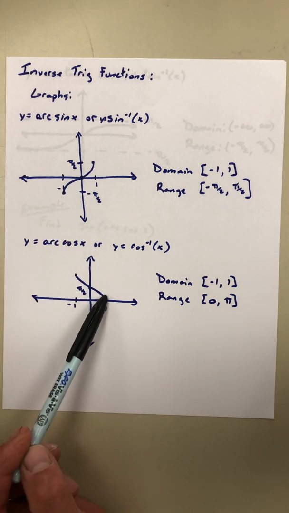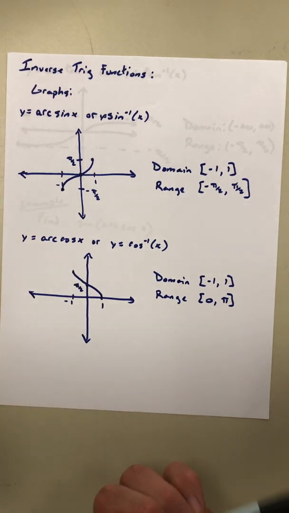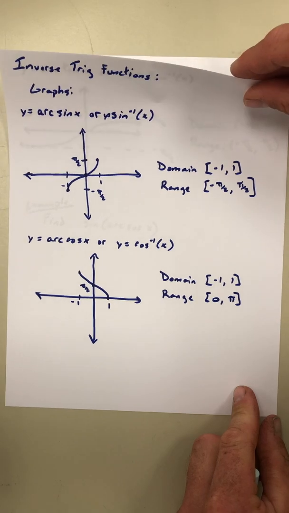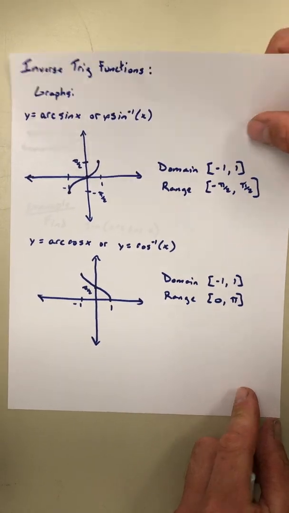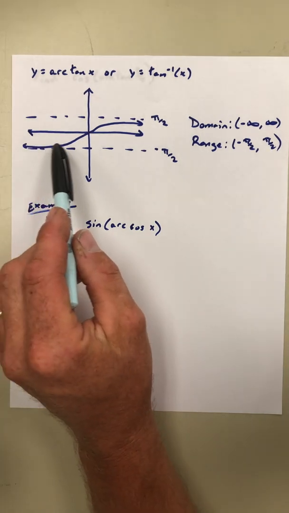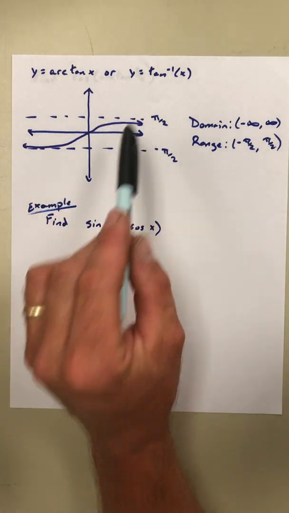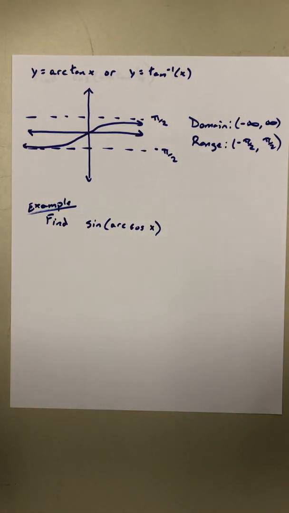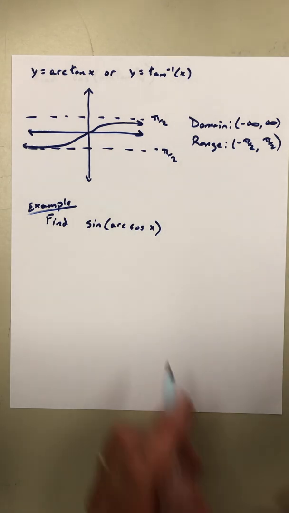Arc cosine is going to look similar to that. Again, we talked about these last year. You can pause if you need to take a look at those. Here's our arctangent curve. Domain and the range as well. So how do we find the sine of the arc cosine of x?